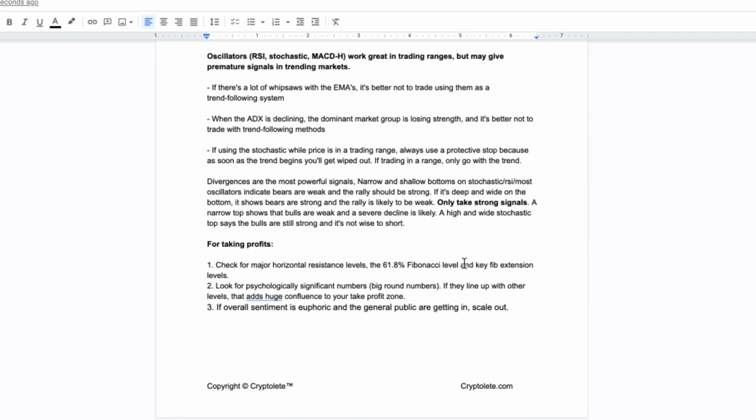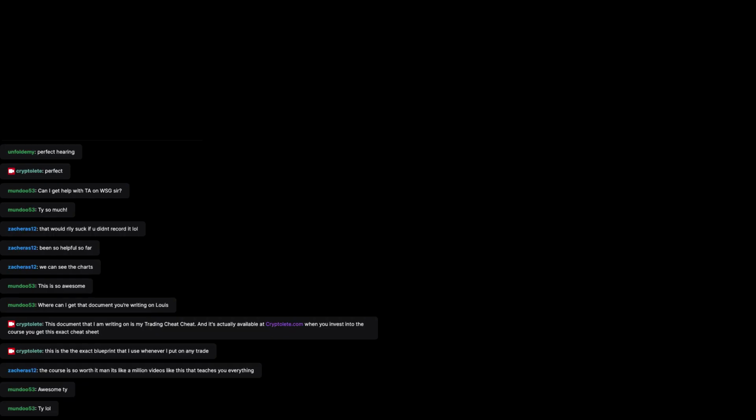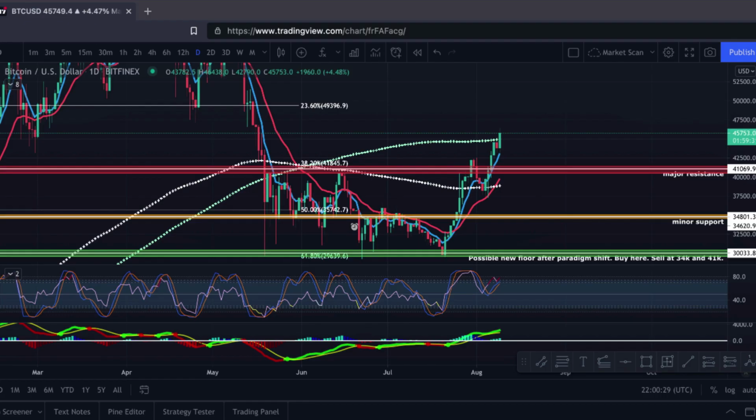A narrow top shows that the bulls are weak and a severe decline is likely. A high and wide stochastic or oscillator top says the bulls are strong and it's not wise to short. This is exactly what I was just talking about. Literally, look at this. Okay, main chart. Here we go. This is exactly what I was talking about.